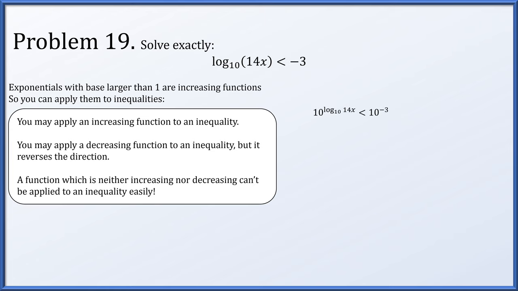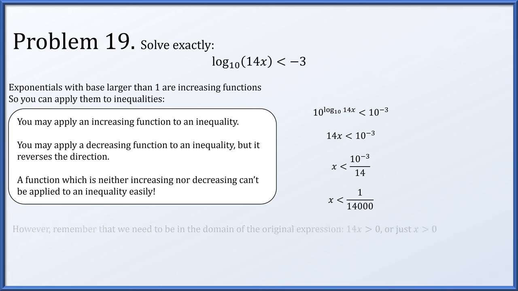But since exponentiation with base 10 is increasing, if the left side is less than the right, then 10 to the left is less than 10 to the right. And on the left, we have exponentiation with base 10 being composed with logarithm of base 10. Those are inverse functions, so we just get 14x is less than 10 to the minus 3, which resolves down to x is less than 1 over 14,000.